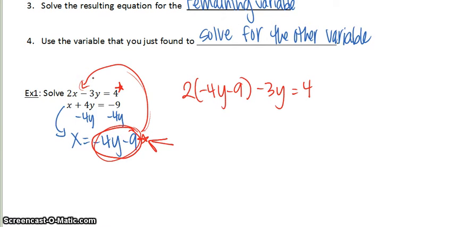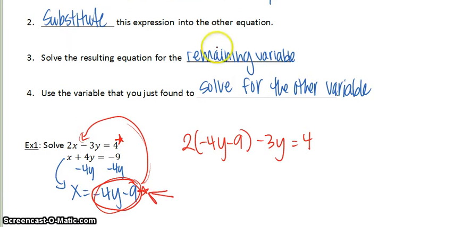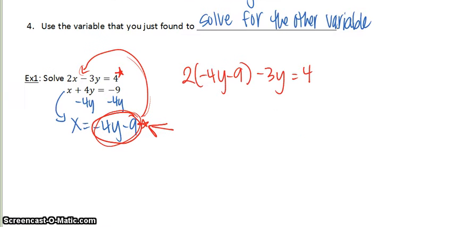So kind of meshed them together. And now I'm going to only have one variable. I only have y, and we can easily solve one variable by simplifying and isolating y. So it says solve the resulting equation for the remaining variable. So that's what I just said. So we're going to solve for y for this.